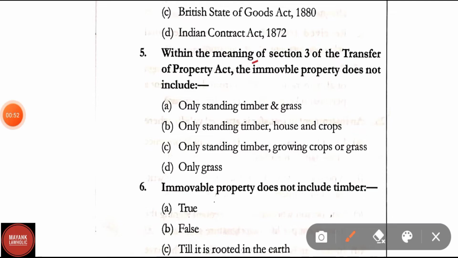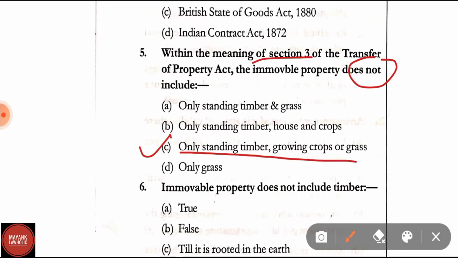Question number 5. Within the meaning of Section 3 of the Transfer of Property Act, the immovable property does not include: only standing timber and grass, only standing timber, house and crops, only standing timber, growing crops or grass, only grass. Here the appropriate answer is C. Does not include only standing timber, growing crops and grass.